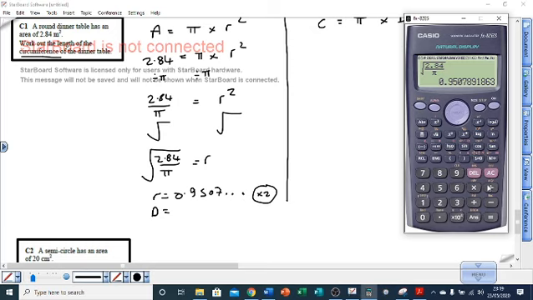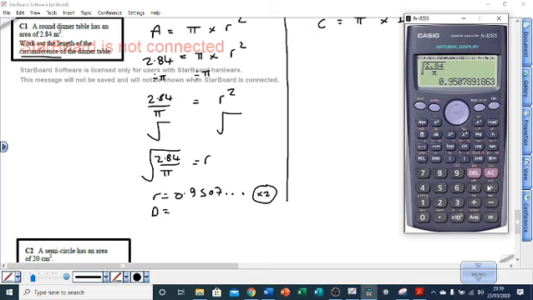Okay, C2. A semicircle has an area of that. Work out the perimeter of the semicircle. So again, we've got a semicircle. If I just get my shapes. Okay, circle. There it is. Tools, back to normal pen.